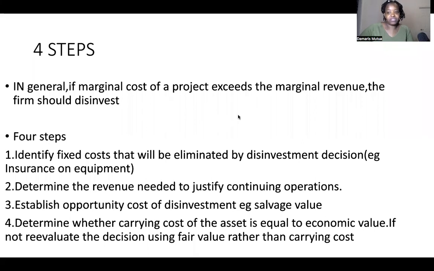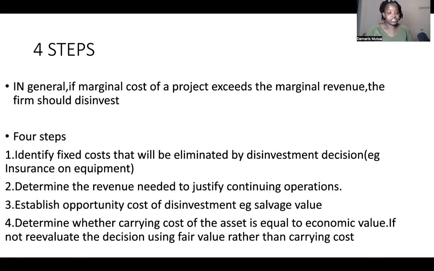So there are generally some 4 steps that you follow if you want to evaluate whether to keep or drop a segment, a product, a loss-making division. And the first thing that you need to evaluate is the marginal cost of the project or the product and the marginal revenue. We know if the marginal costs are more than the marginal revenue, the product or the segment or the department is operating at a loss. So you need to evaluate if you need to keep it or you need to drop it.